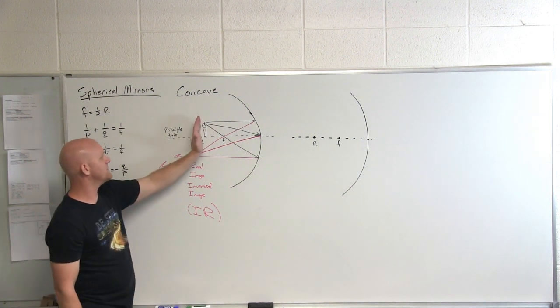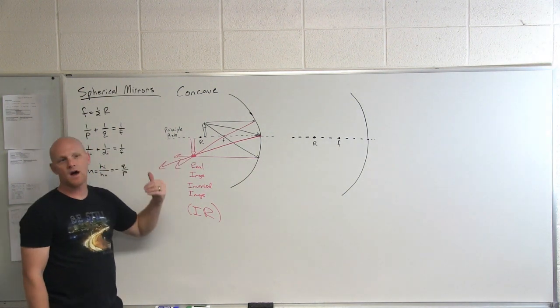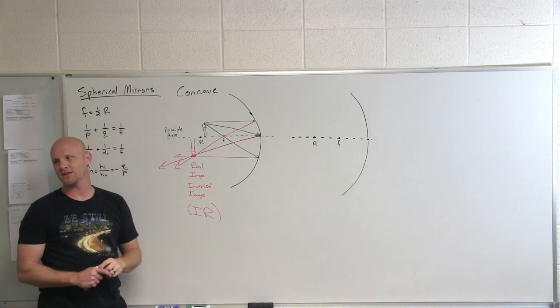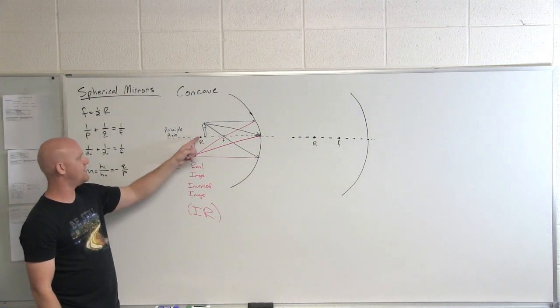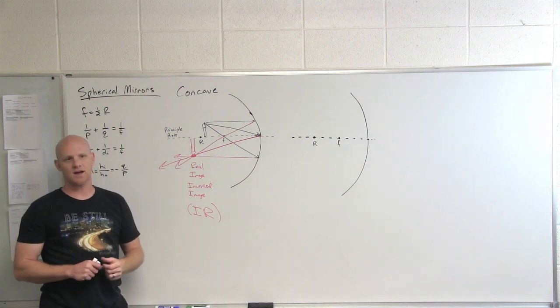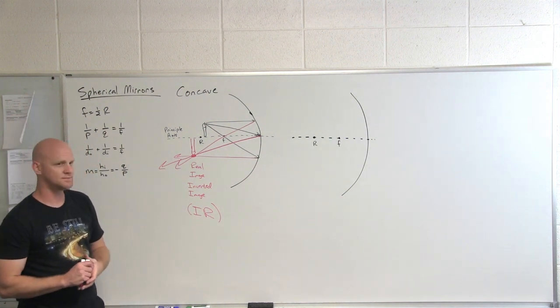You'll find out that once you get beyond the radius of curvature though, then the image will appear smaller than the object. What do you suppose is true if you're right at the radius of curvature? Yeah, your image is going to be the same size as the object. So that's kind of how that works.